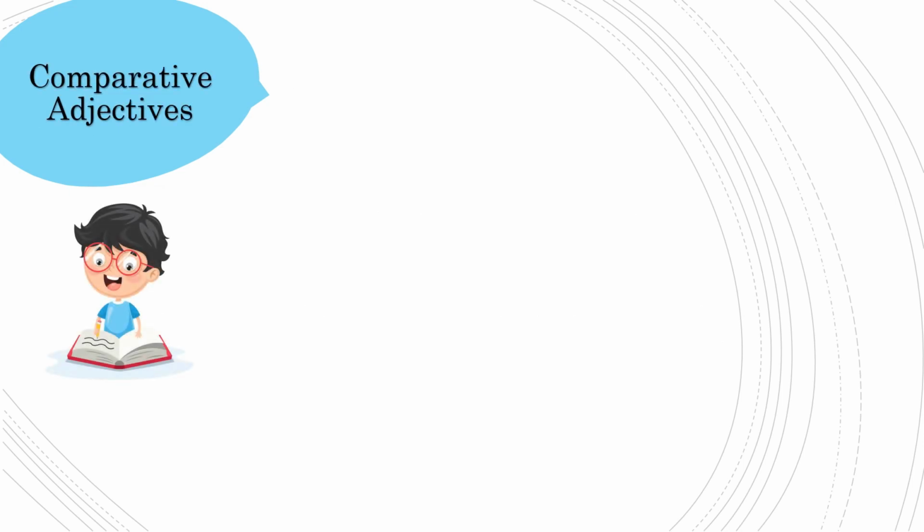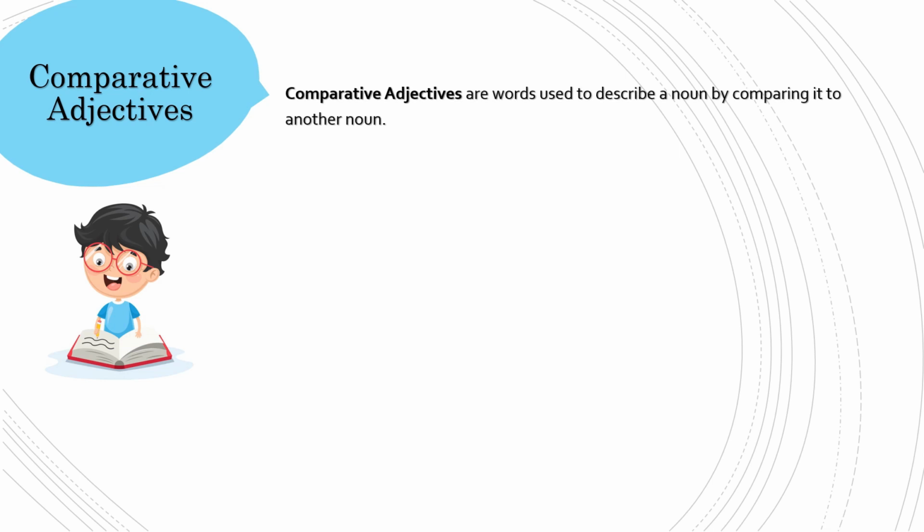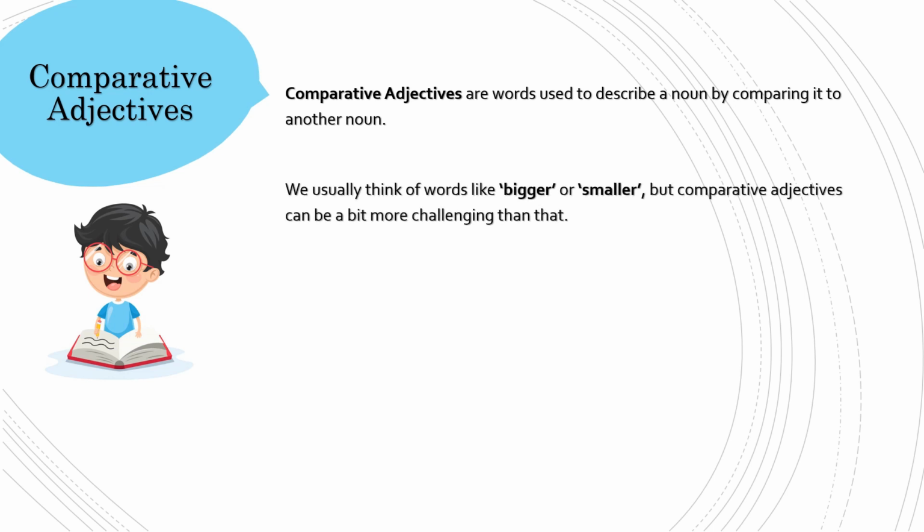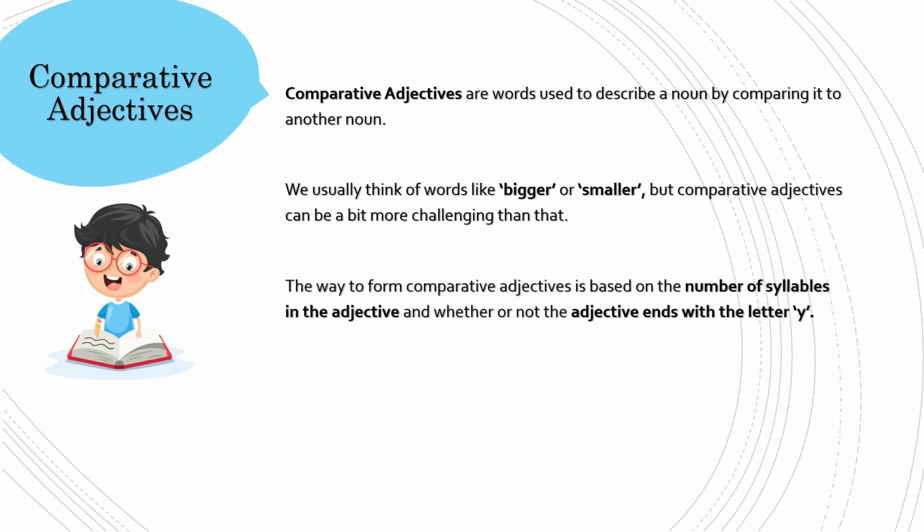Comparative adjectives. Comparative adjectives are words used to describe a noun by comparing it to another noun. We usually think of words like bigger or smaller, but comparative adjectives can be a bit more challenging than that. The way to form comparative adjectives is based on the number of syllables in the adjective, and whether or not the adjective ends with the letter Y. For example, I am faster than my friend. Arizona is hotter than Alaska.